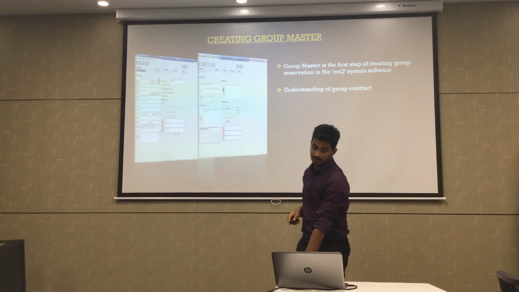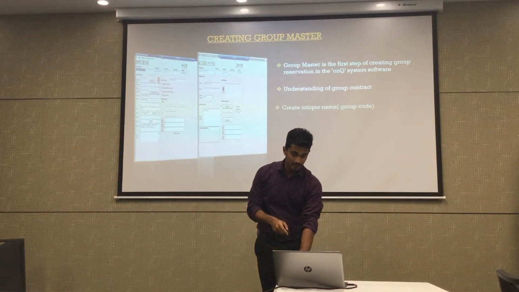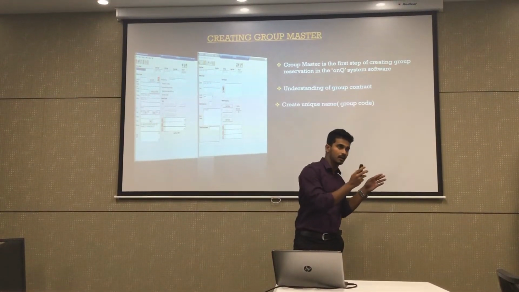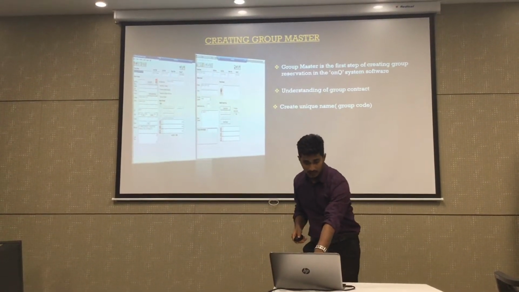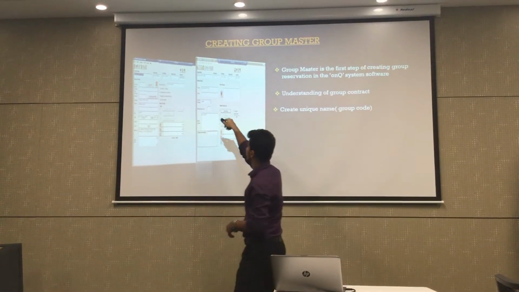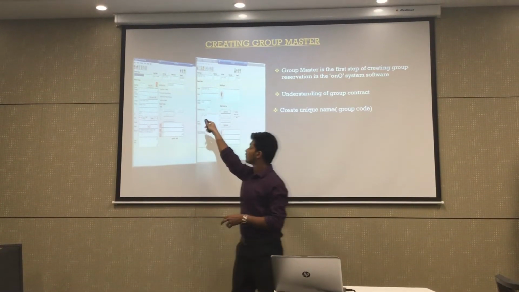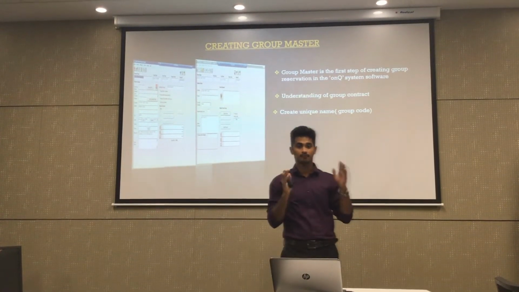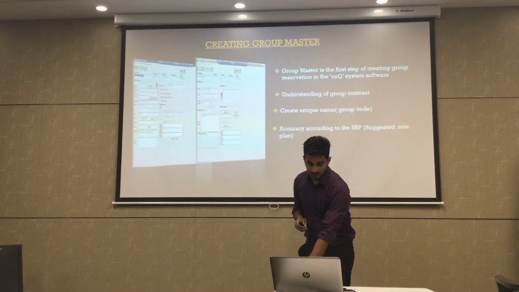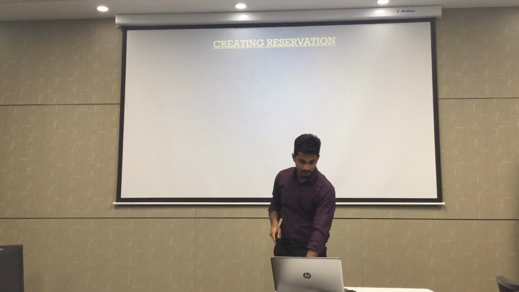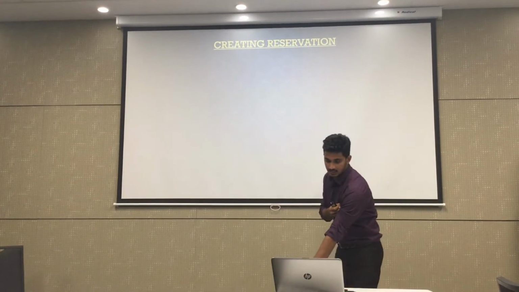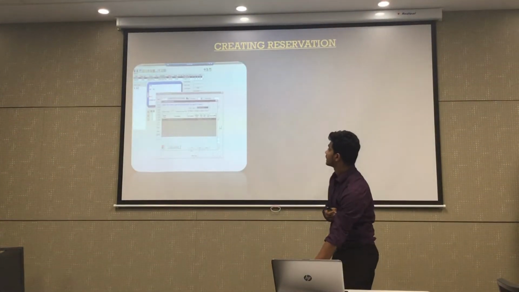Understanding of a group contract: as I said, all the contracts will be done by my manager and assigned to me. And I have to create a unique name code, which is how the groups are identified. Accuracy according to the SRP, that's what I said. The SRP says everything I have to follow from the SRP code. Okay, here we go. That's how we create the reservation.